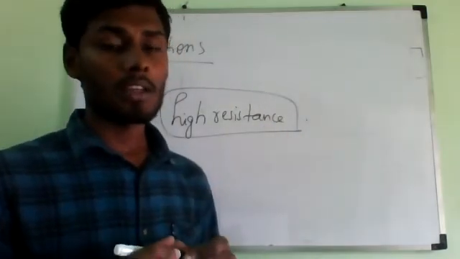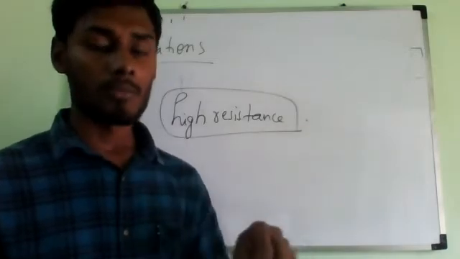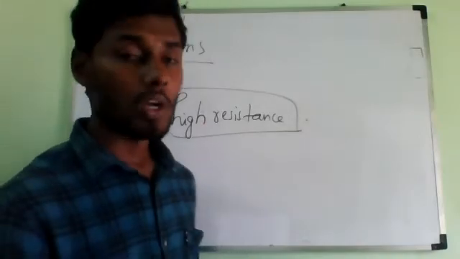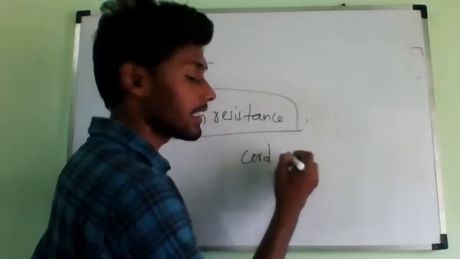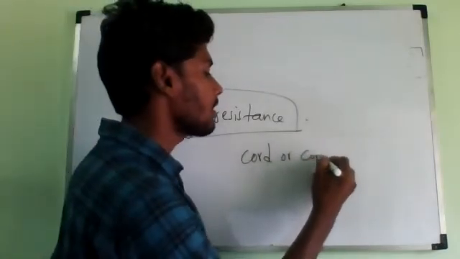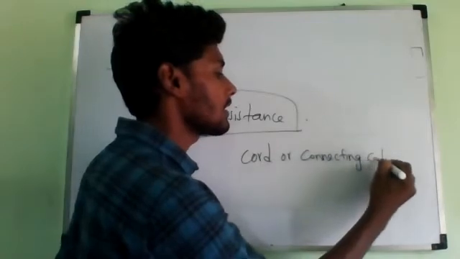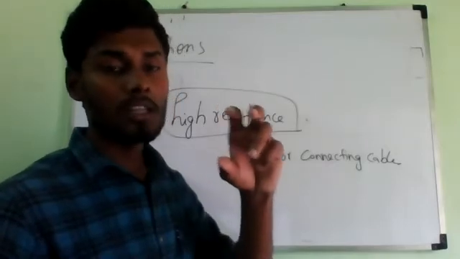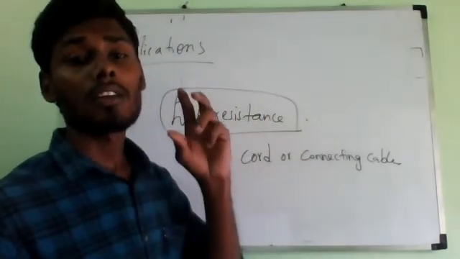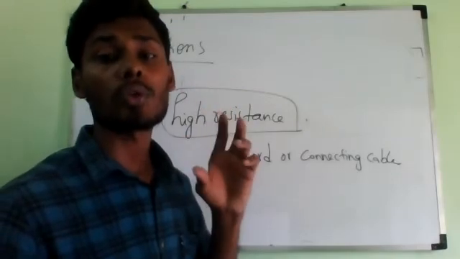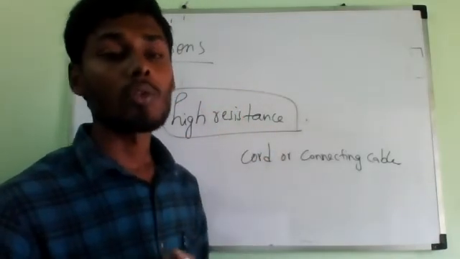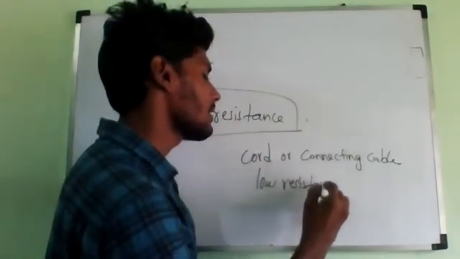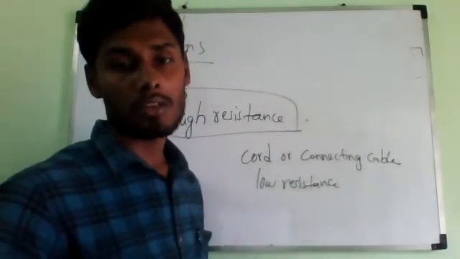But if we take the cord or connecting cable of the electric heater, which supplies the electric energy to that coil, and which is made of copper, it does not glow, because only a very negligible amount of heat is produced in it by passing current. This cord has very low resistance, so it never turns red. Remember that is why.